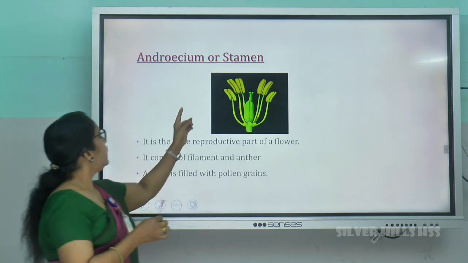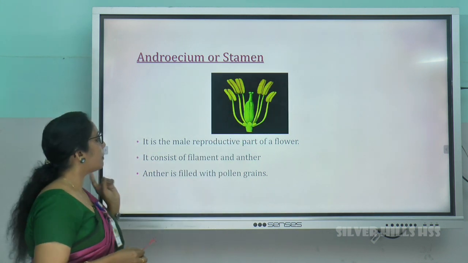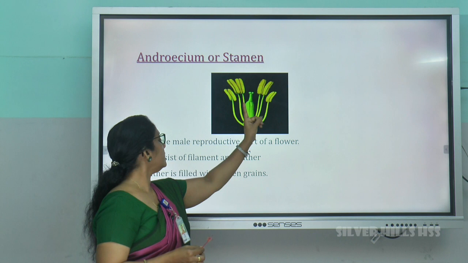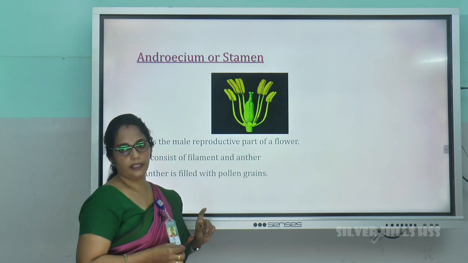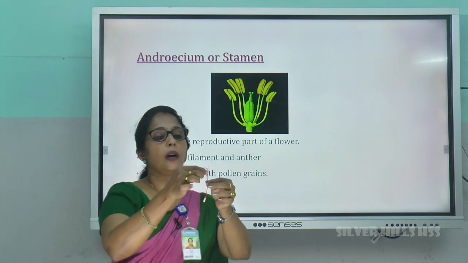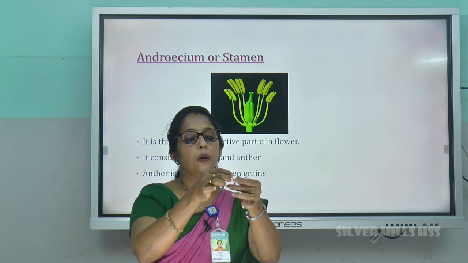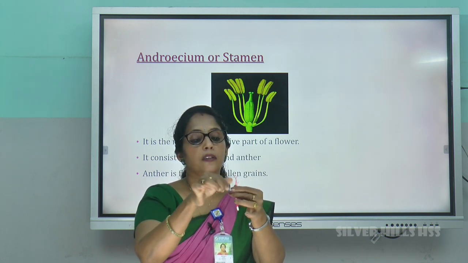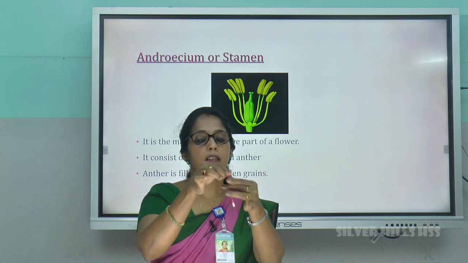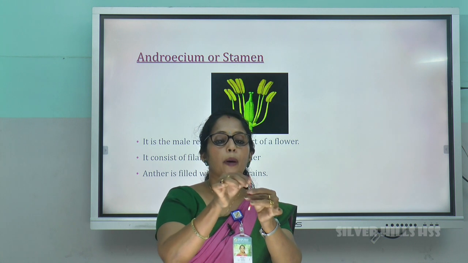Now, androecium, another name stamen. This is the male reproductive part consisting of filament and anther, and anther is filled with pollen grains. Now see, I am removing all this androecium in order to study the other part of the flower. I have removed all the androecium, that is the male reproductive part.